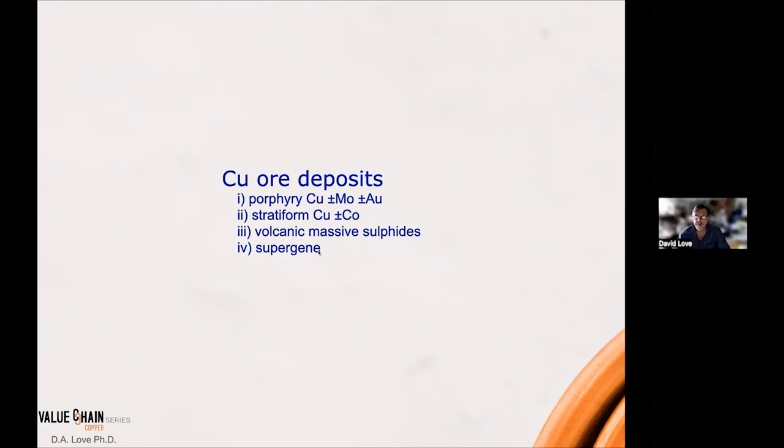And supergene deposits are those disseminated deposits, the porphyry and stratiform ones, where this supergene or secondary process has affected, dissolved, and concentrated a pre-existing very low-grade or proto copper ore.